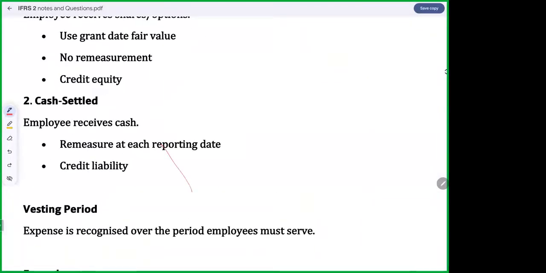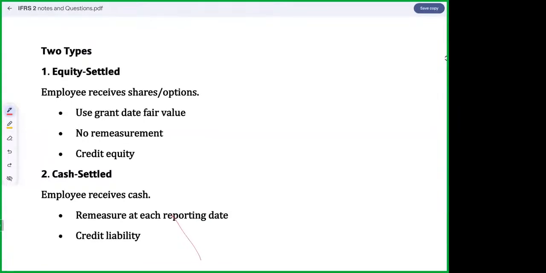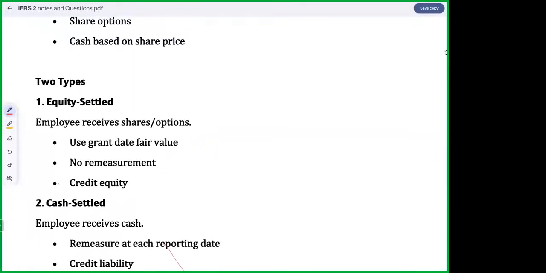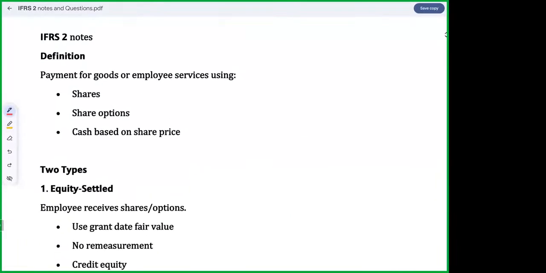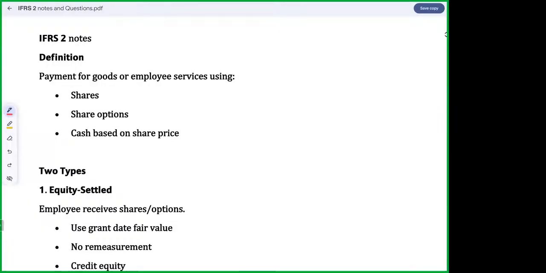So definition, what are we looking at here? And remember, these sessions during the day will only be 20 to 30 minutes. So please, you have to be very keen.